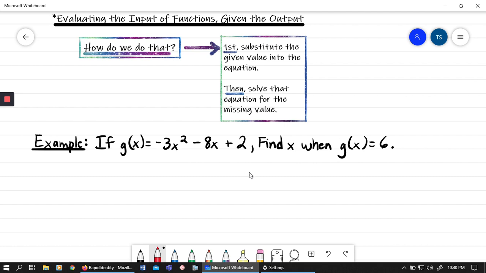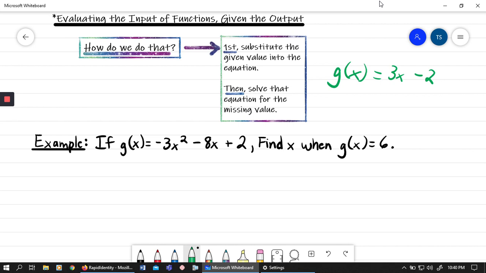Some of y'all might be thinking, really, Mr. Starkey? Did you really just give us a quadratic equation? Why didn't you just give us a linear equation? It would be so much easier with a linear equation. You know what? I could have written down an example with a linear equation. I could have made it something like 3x minus 2.